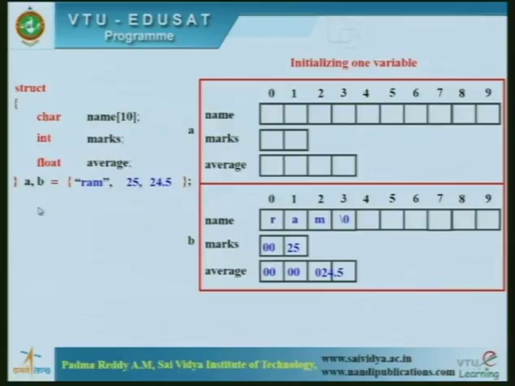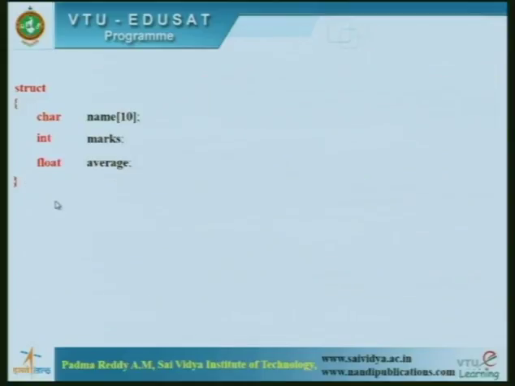Now the question is how to initialize both the variables. For that we use the following syntax. I write a is equal to RAM comma 25 comma 24.5 comma b is equal to SAM, 24 comma 23.5. Now here how many variables are there? Two variables are there. Both variables have been initialized.